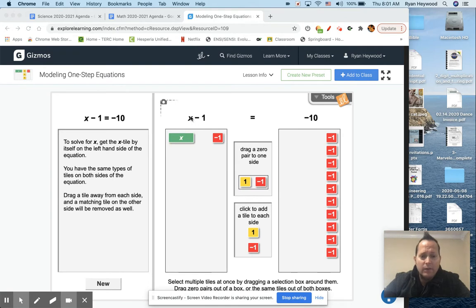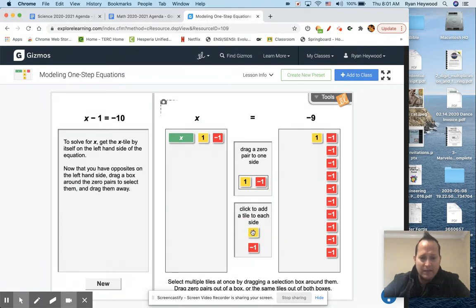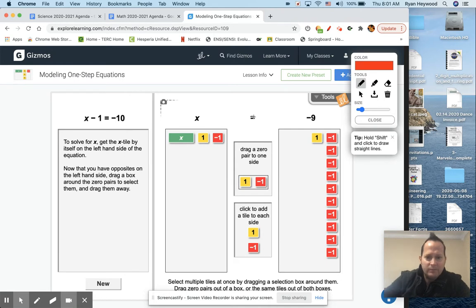So for this one, we have x minus 1, so we need to get rid of subtracting 1. So we need to do the opposite or inverse of taking away 1, which is adding 1. So we're just going to click this, and it's going to add it to both sides. All right? What you're looking at on your paper should look like this. You wrote this down, so x minus 1 equals negative 10. So the inverse of taking away 1 is adding 1. And you do that to both sides, right?